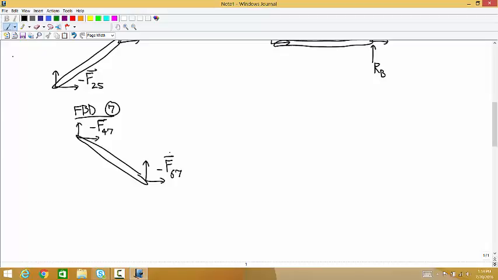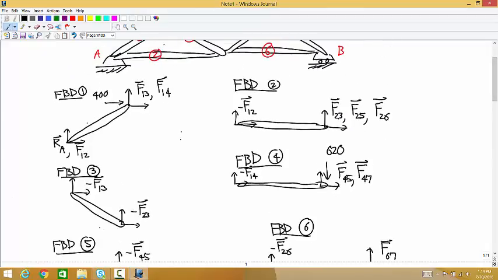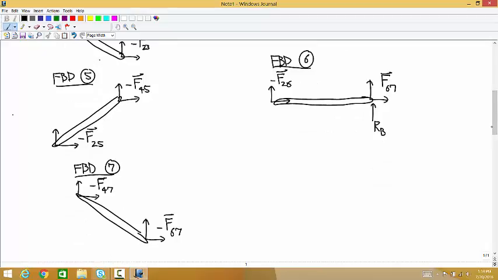Okay, so what do we have? 2, 4, 6, 8. It's a little hard to keep track of all these. 2, 4, 6, 8, 10, 12, 14, 16, 18, 20, 21. Hey! And we'll get 21. Yep, 21 equations, 21 variables.